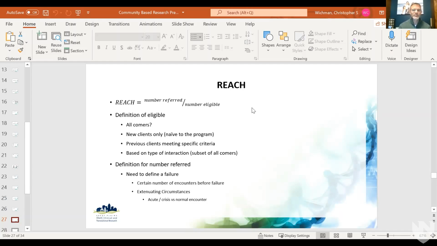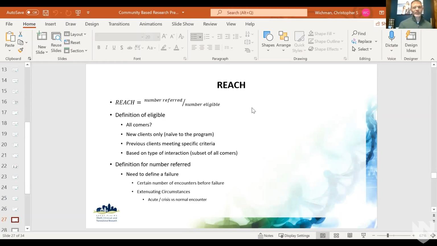Or we can look at it based on the type of interaction. So this would be some other subset of all comers. So we're not worried about previous or new. It's anybody that walks in the door from the time we start the study, but it's going to have to be based on what type of interaction they are actually coming in for.